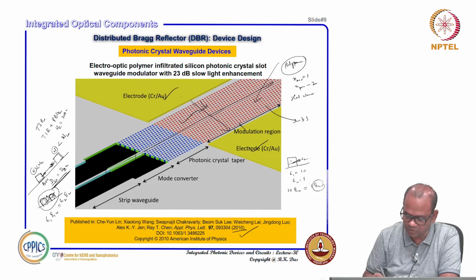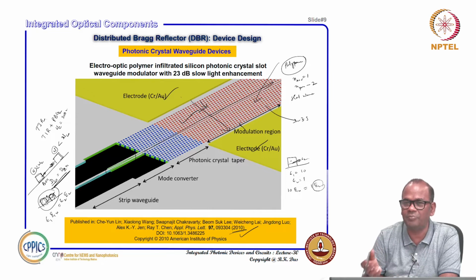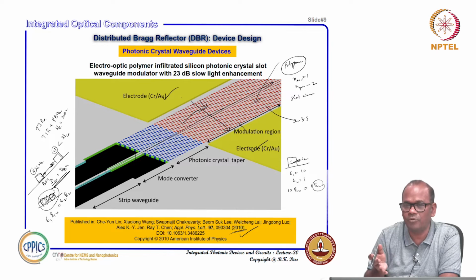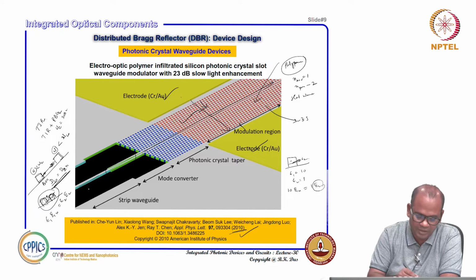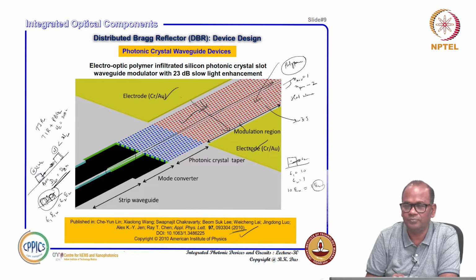This was demonstrated in 2010, but nowadays people are demonstrating modulators with different technology, not this one. It is available in the market today, of course, but this type of device could not be commercialized because the insertion loss, the loss of light from here to here, is very high.